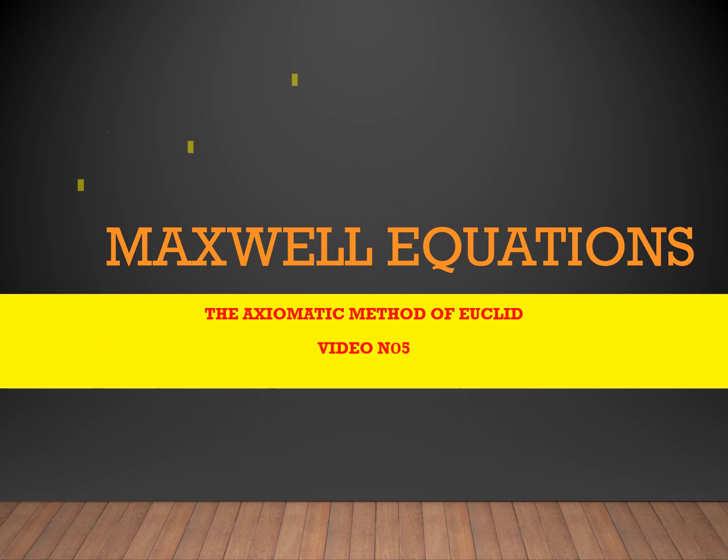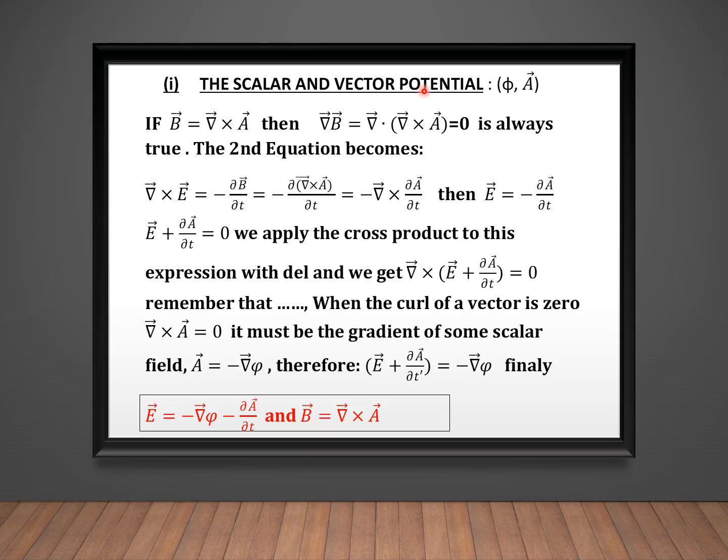Hello, this is the last video, number 5, and I will introduce the scalar and vector potential phi and A of the field. In some other videos, I will present the four-vector formalism of electromagnetic theory using the four-vector potential A and phi.